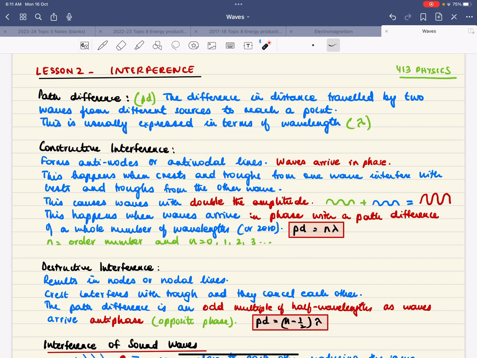Okay, the important words here are about waves arriving in phase. They form antinodes or antinodal lines, and you need to talk about path difference if you want all the credit for your answer.